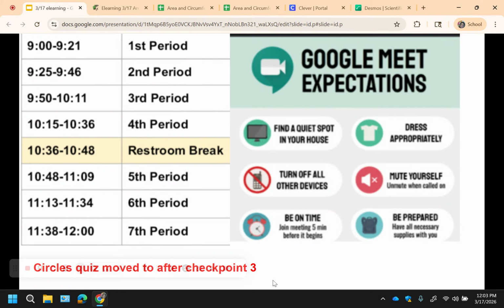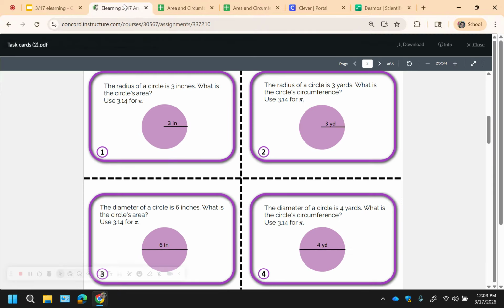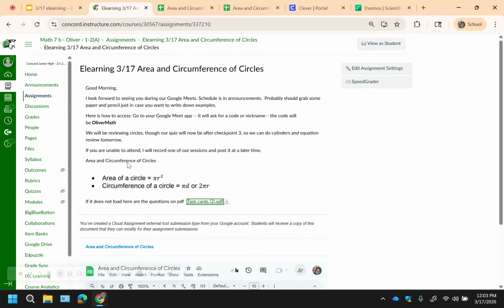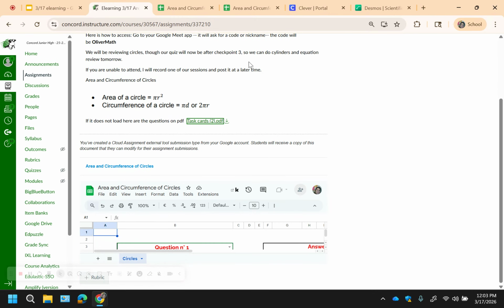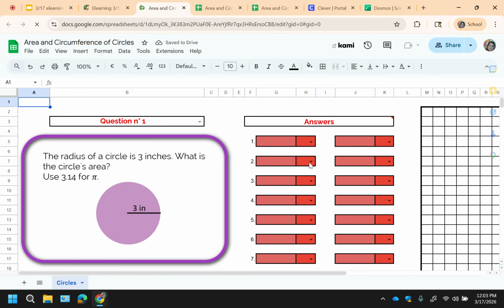Alrighty, so when you go into your e-learning, if you got this video, you know how to get into Canvas. So the assignment is under e-learning 317, area and circumference of circles. It is a Google Sheet. To open your Google Sheet into another tab, there is this blue title that's underlined. When you highlight it, you open that, and then there's a Google Sheet for you.